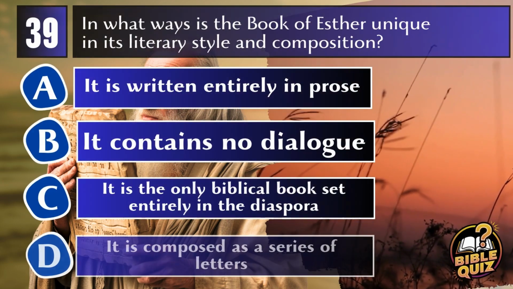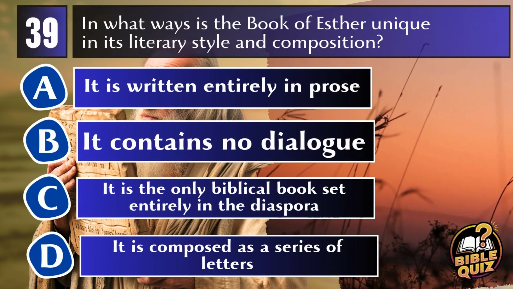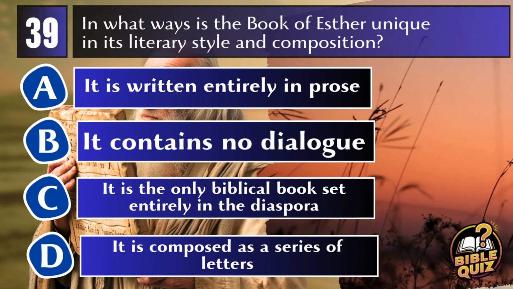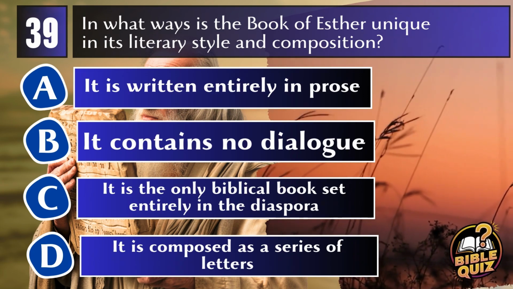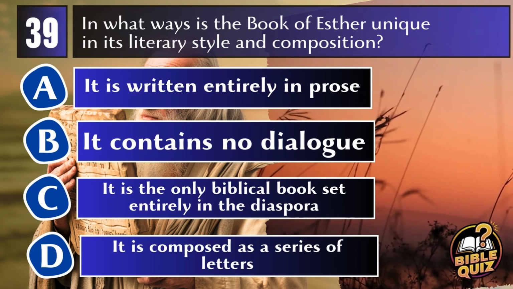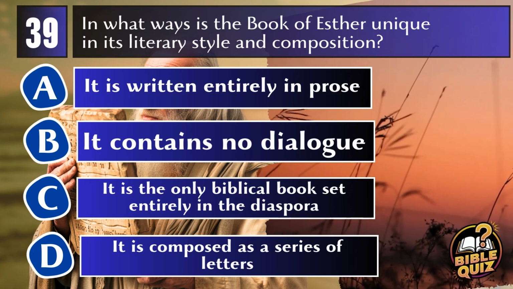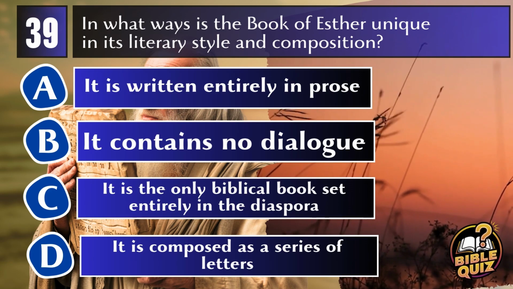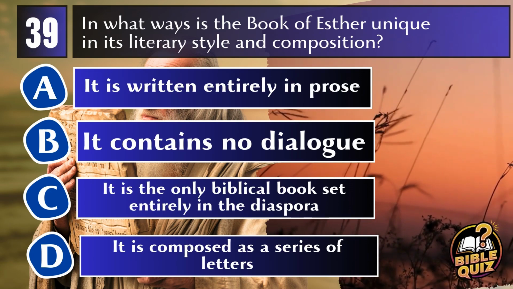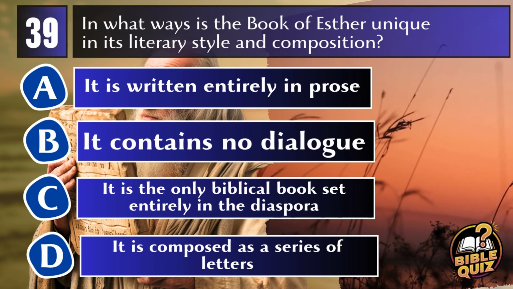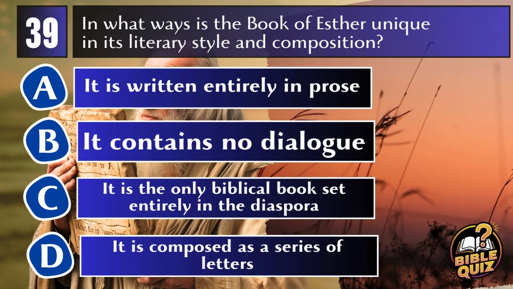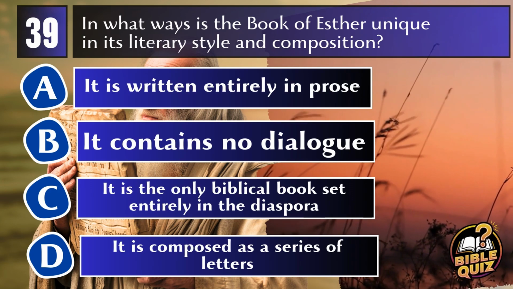Question 39. In what ways is the Book of Esther unique in its literary style and composition? A. It is written entirely in prose. B. It contains no dialogue. C. It is the only biblical book set entirely in the diaspora. D. It is composed as a series of letters.